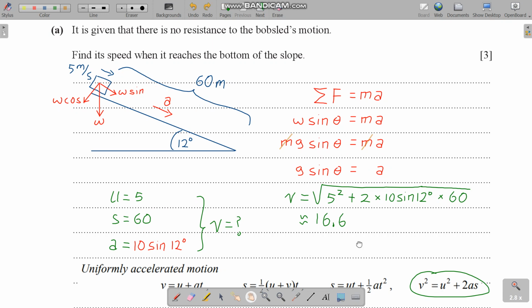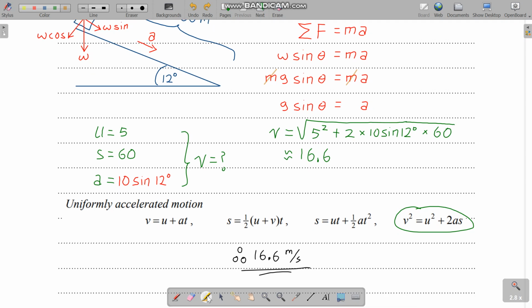Now look at the MF19 formula. We have u, a, finding v. The formula with u, a, v is the one without t, so this is the formula we use. We take the square root: square root of u squared plus 2as. Plug in the numbers, use a calculator, and we get the final answer.